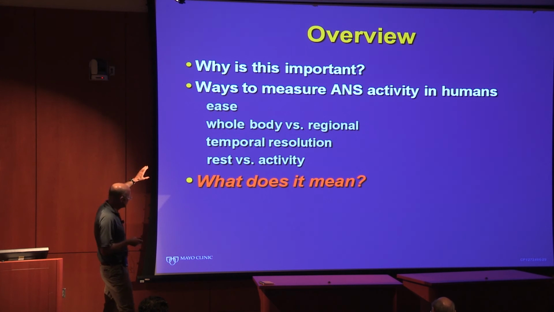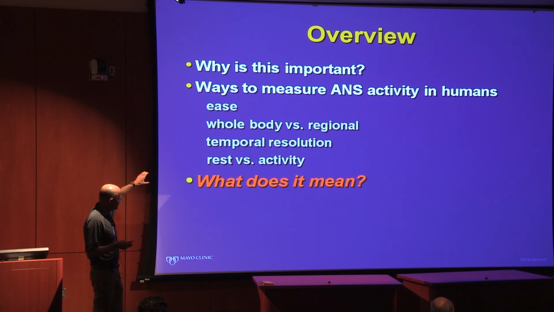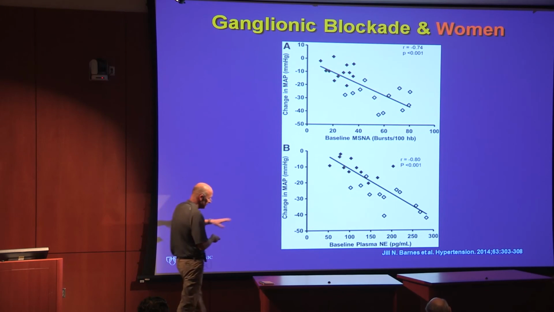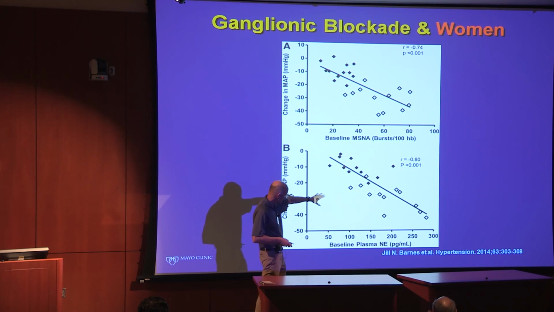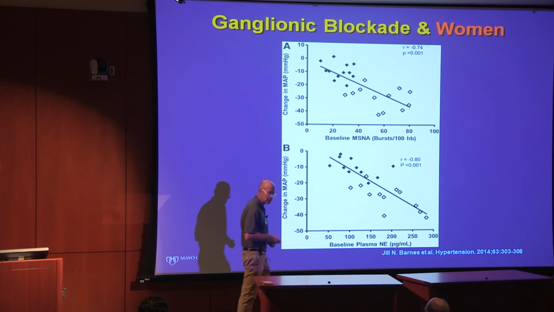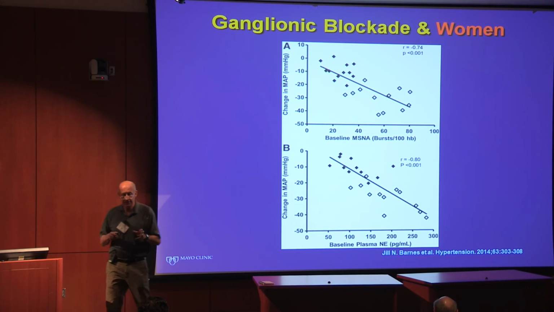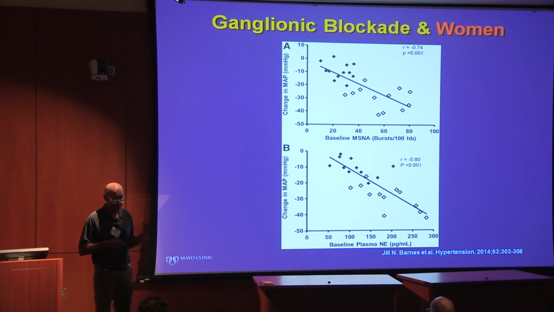They vary in how easy they are. They vary whether they're whole body versus regional. The temporal resolution varies, and how easy they are to do, and whether you can use them at rest or during activity is important. What does it mean? I think that perhaps if we could identify the people that have a lot of autonomic support of their blood pressure, you could target people for various sympatholytic therapies more favorably.